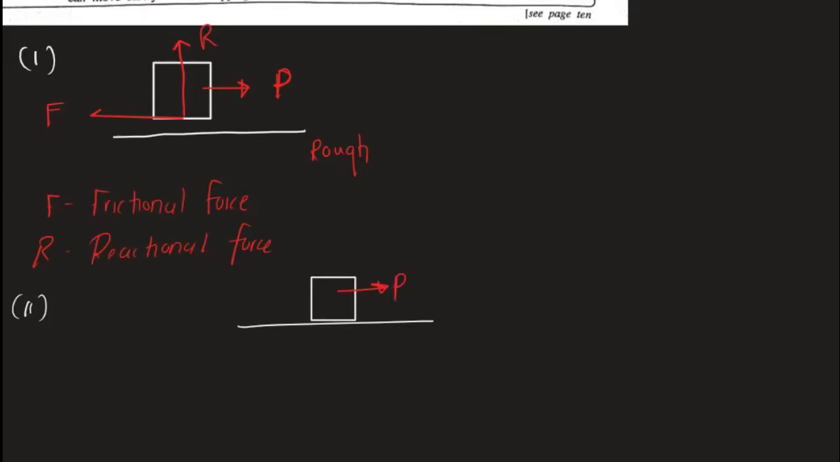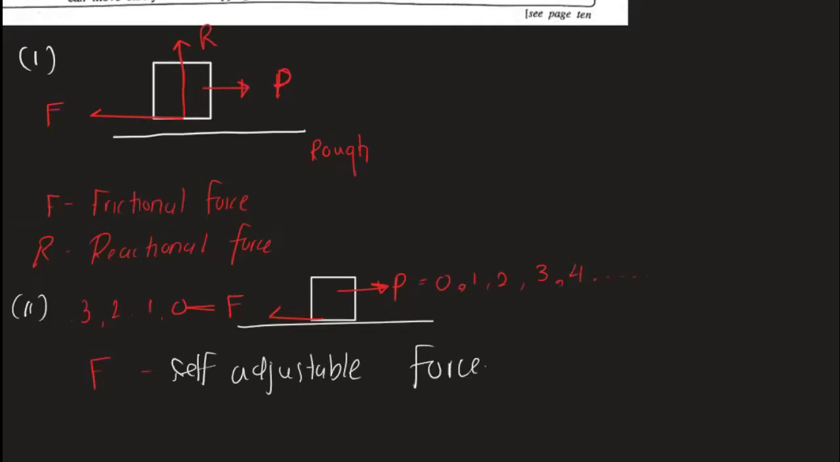Simply, a friction force is going to arise in this direction. If you are increasing this force from 0, 1 Newton, 2 Newton, 3 Newton, 4, then accordingly this frictional force will also increase: 0, 1, 2, 3, likewise. So why? Because friction is a self-adjustable force. We know what self-adjustable means. When you apply some external force, correspondingly the frictional force also changes.